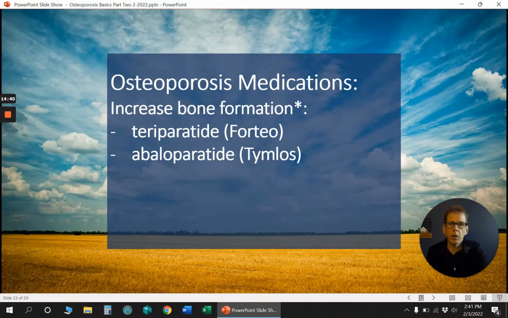Okay, there are 2 medicines, teriparatide and abaloparatide. They go by the names Forteo and Tymlos that work to increase bone formation.